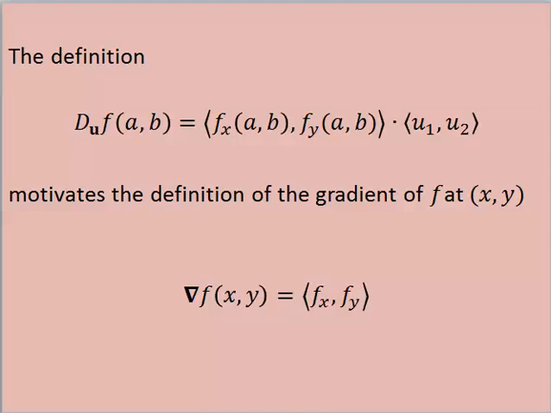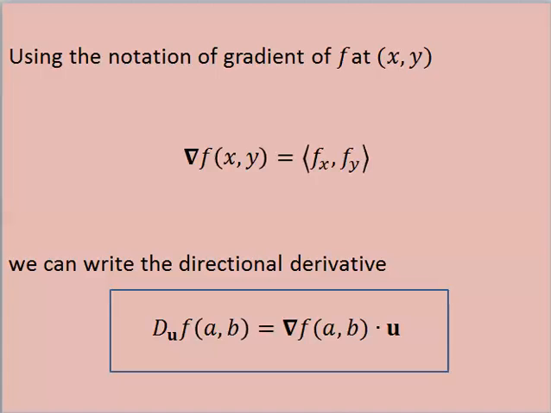The gradient of f is the vector (f partial x, f partial y). The directional derivative of f at (a, b) in the direction of u is the dot product of the gradient of f evaluated at (a, b) with the unit vector u.